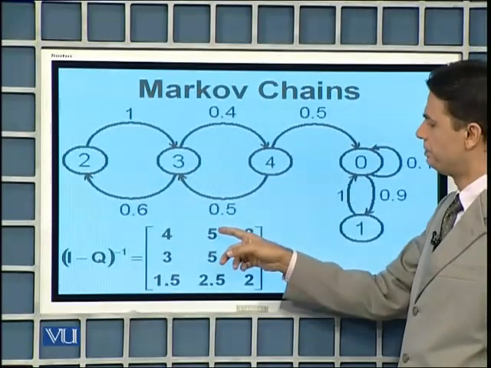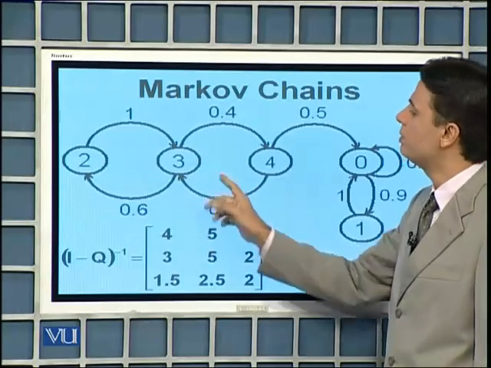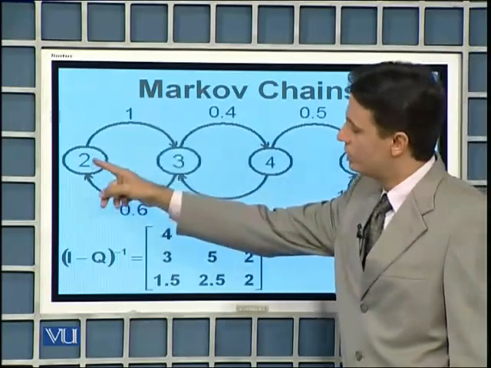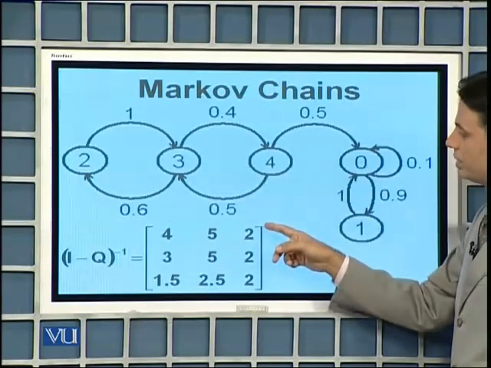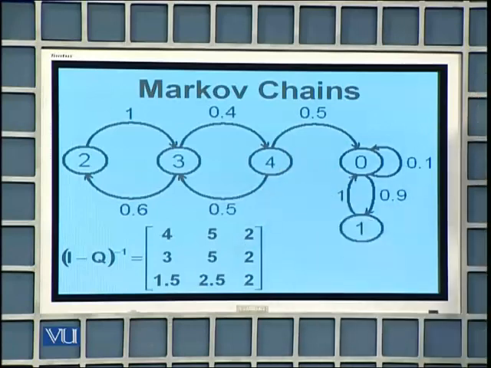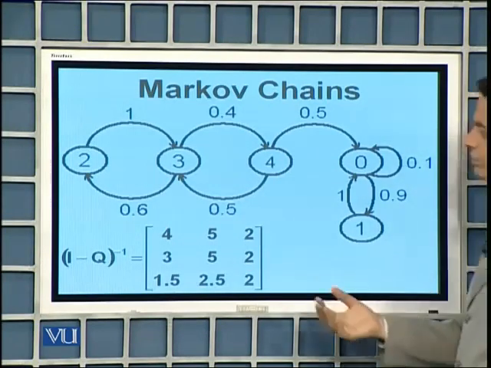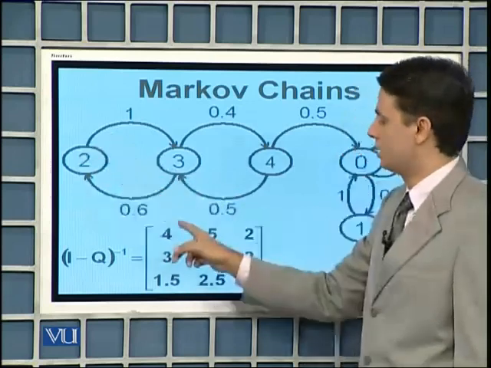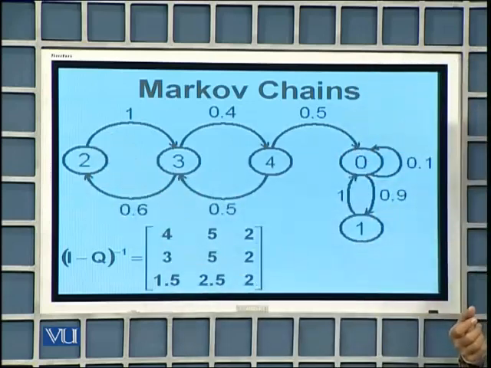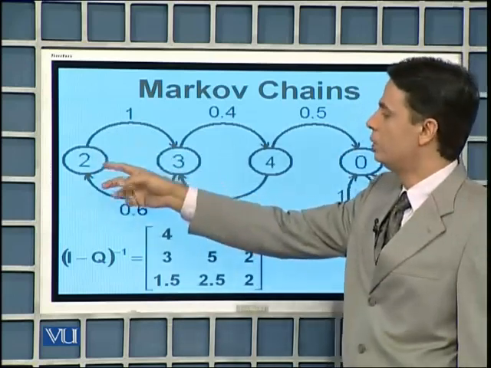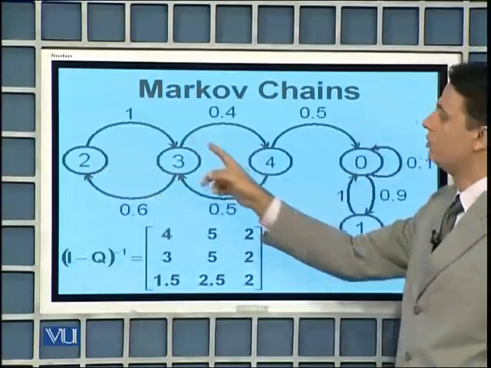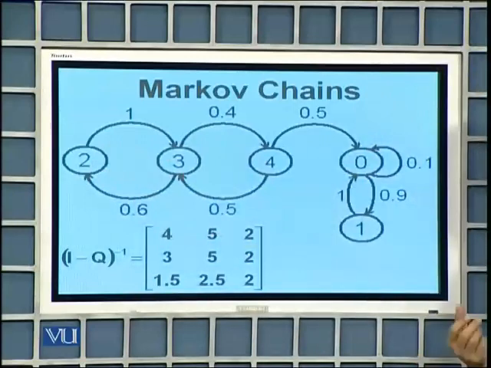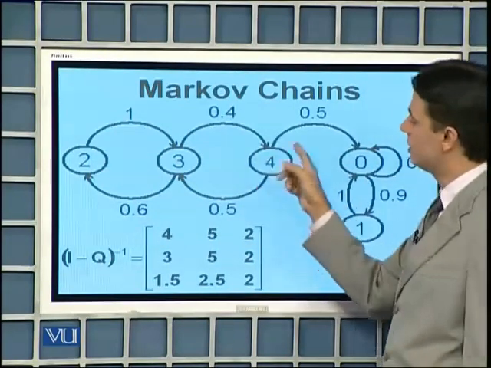Similarly, this number 5 represents the average number of visits to state 3 when we start from state 2 before this Markov chain gets absorbed here. Similarly, this 2 represents the average number of visits to this state with label 4. So if we start in state 2, on average, we visit it 3 more times. Remember, this 4 includes the starting visit. So if we start in state 2, we visit this state 3 more times again before we get absorbed, and we visit this state on average 5 more times before we get absorbed, and we visit this state 2 more times.